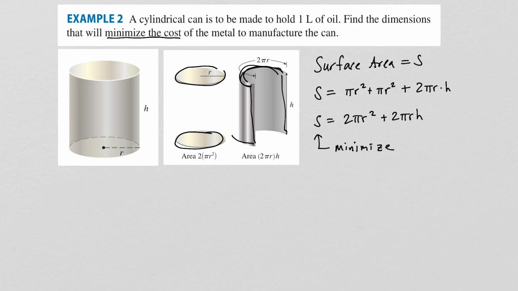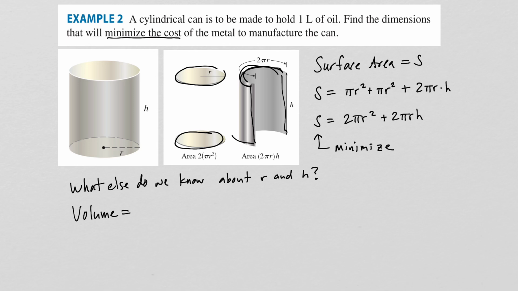Once again, the problem with this function is that it has two variables. It has r for radius and h for height. So we have to ask, what else do we know about r and h? Well, it's actually in the first sentence. It says this cylindrical can is to be made to hold 1 liter of oil. How much a can holds is its volume. And the volume of a cylinder, which I will call V, is pi r squared times h. And we know that the volume in this case is 1 liter.